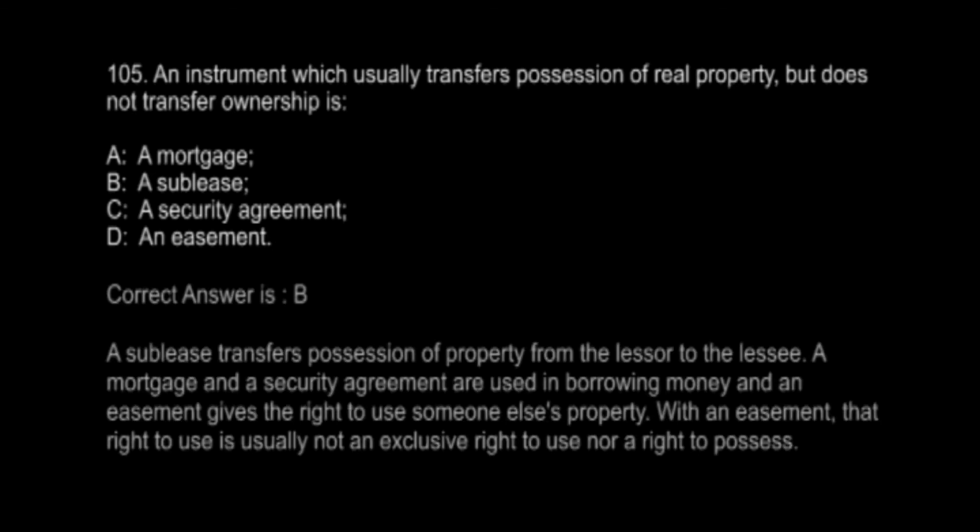Correct answer is B. A sublease transfers possession of property from the lessor to the lessee. A mortgage and a security agreement are used in borrowing money, and an easement gives the right to use someone else's property. With an easement, that right to use is usually not an exclusive right to use nor a right to possess.